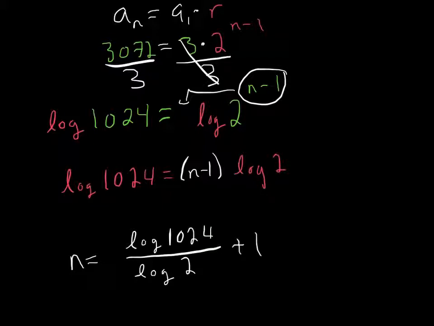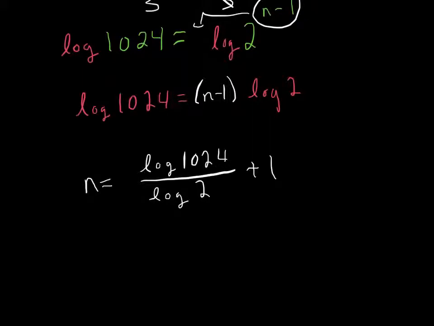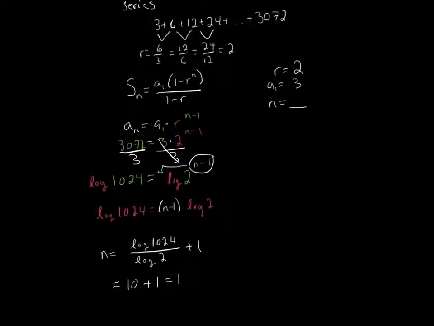Now, if you do this in your calculator, log of 1024 divided by log of 2, you'd get 10 plus 1, which is equal to 11. So that means that it takes 11 terms to get from 3 to 3072. So I can go ahead and place that 11 up here for n.